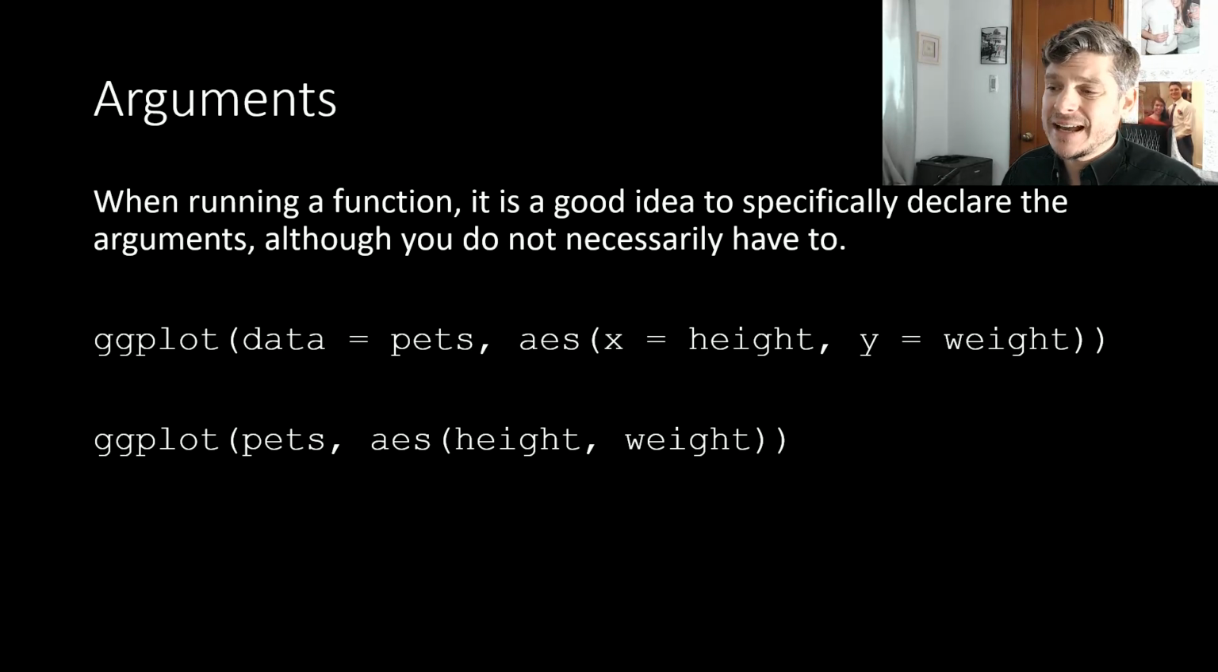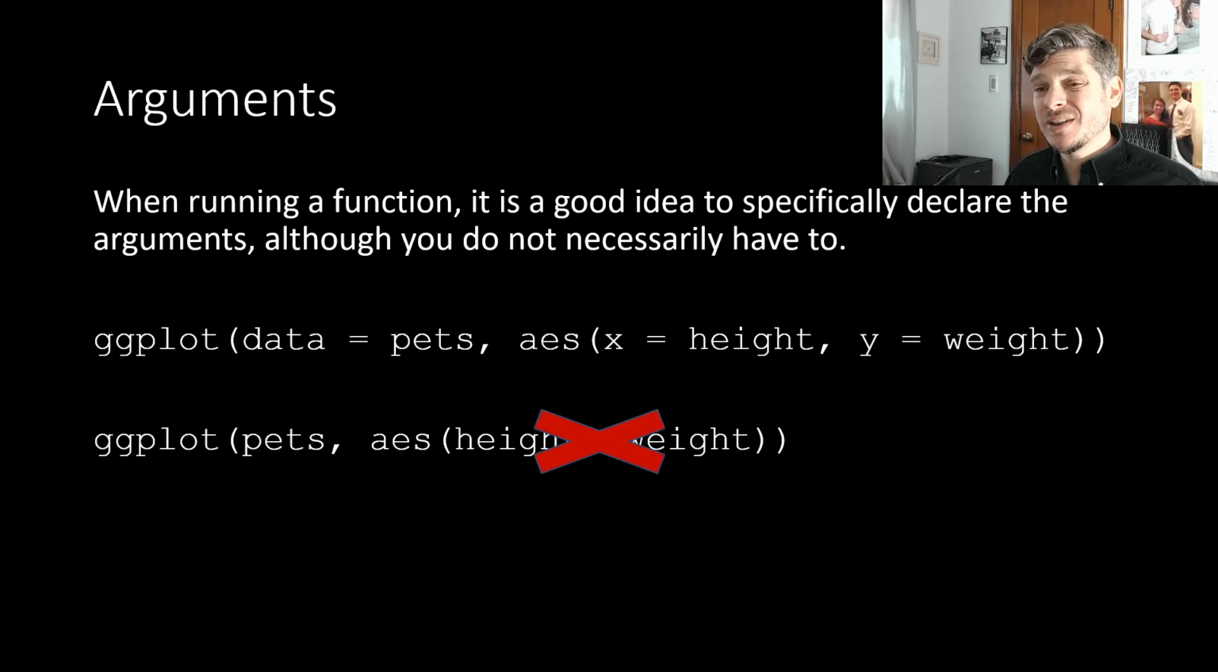So the leaving out the data equals pets is fine because, again, typically we know that the first argument for almost every function is the data that you need to use. That's almost always going to be the first argument. But with the aesthetic function, the AES, that's not really a good way to do it.